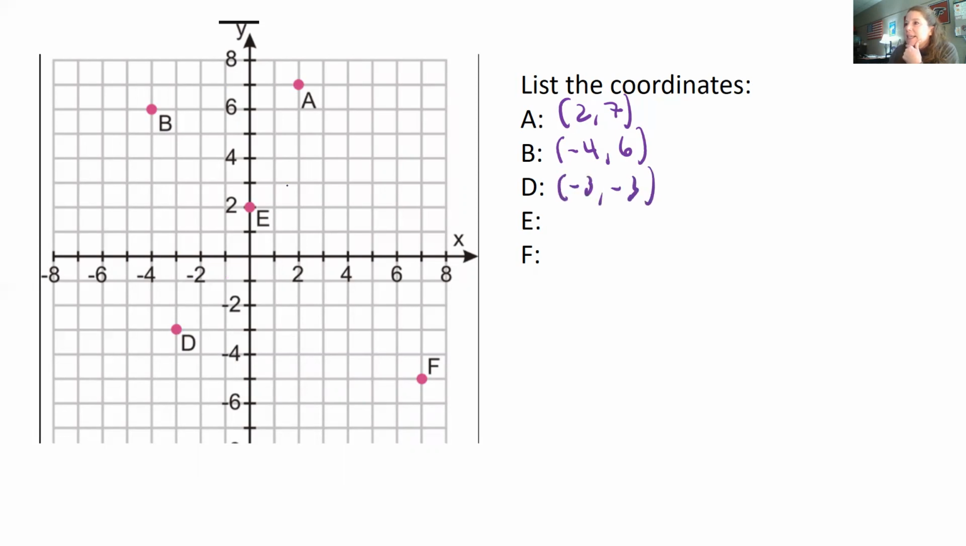And then letter E is up here. So do you remember how to get to that coordinate? The first number tells me to go right or left. Do I go right or left? No. So the first number is 0, but then I go up 2. And then finally, letter F, to get to here, I would go right and then down. So I would go right 7 and down 5. So don't drop any of your negative signs.